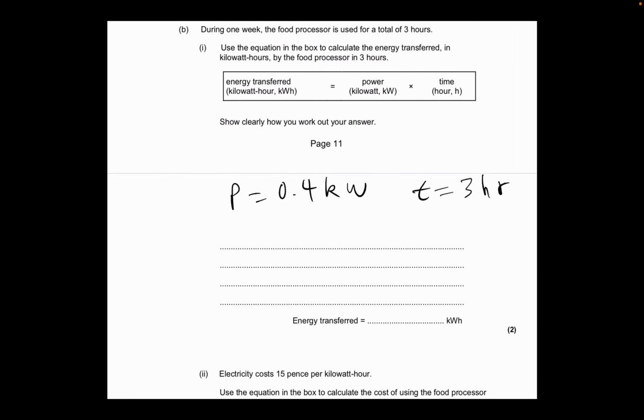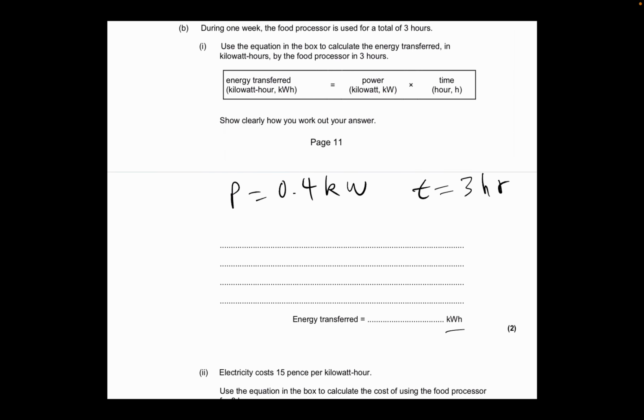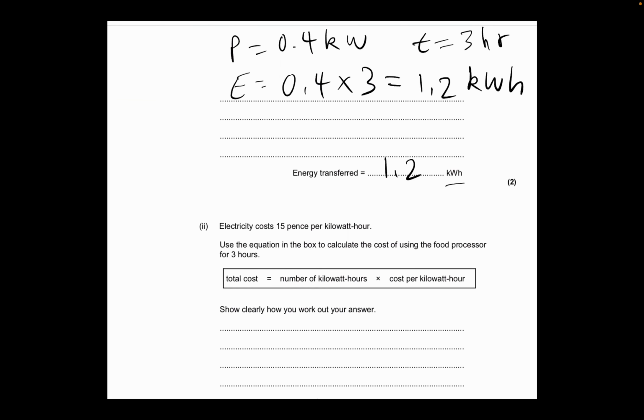We have to calculate the energy transferred in kilowatt hours, so we're not going to change any of the values. If it is not given in kilowatt hours, you do have to change the values. So the energy transferred is equal to 0.4 times 3 hours, which gives you a value of 1.2 kilowatt hours. You're going to write that down for 2 marks. Alright, let's move on to the next question.